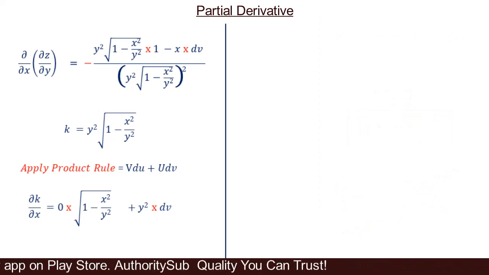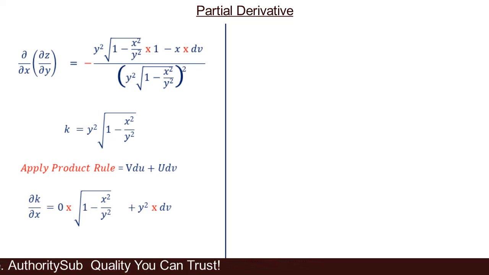Then multiply by square root of 1 minus x squared all over y squared. Then plus the y squared times, when you differentiate square root of 1 minus x squared all over y squared with respect to x. Okay, now let's do that.